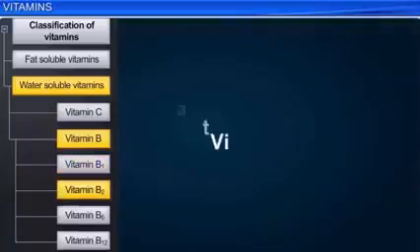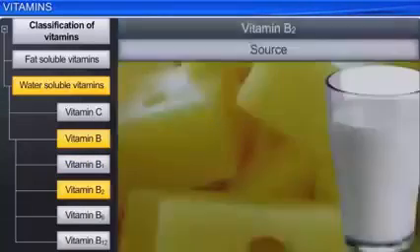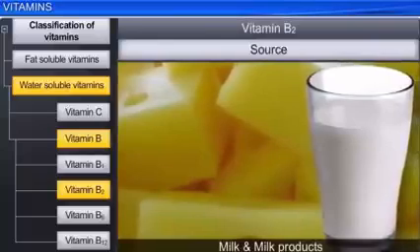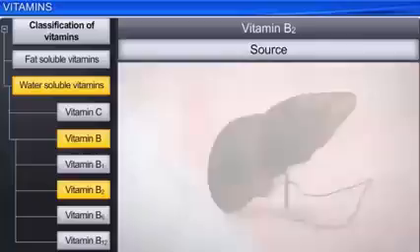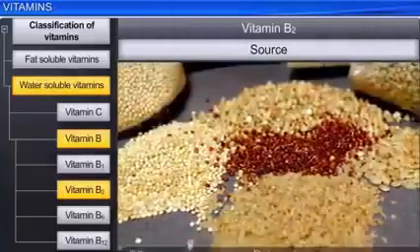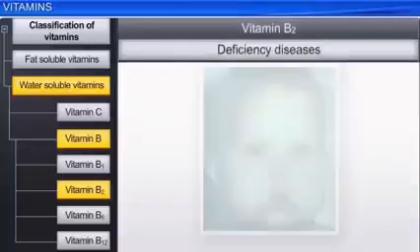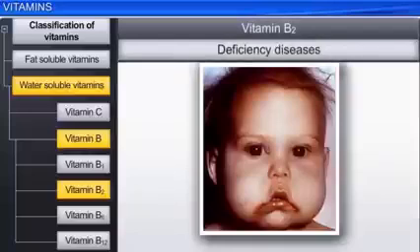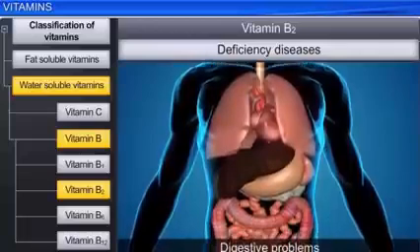Vitamin B2, or riboflavin, is mostly found in milk and milk products, eggs, liver, green leafy vegetables, pulses, wheat, and so on. Insufficient vitamin B2 leads to cheilosis, which is characterized by fissuring at the corners of the mouth and lips, digestive problems, and burning sensation in the skin.